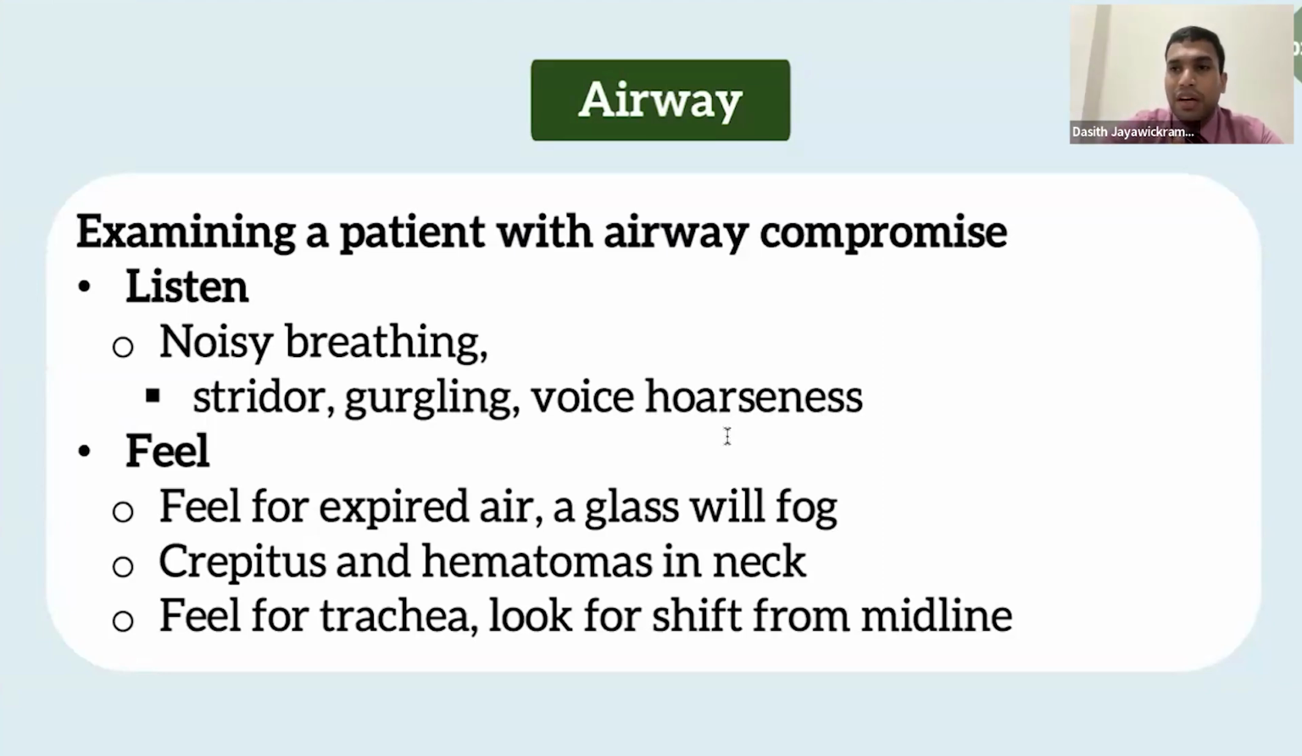We feel for expired air. We can just keep our finger at the nose level, and we can feel the expired air. And we can keep a small glass in front of the nostrils, so with the expired air there will be fogging of the glass. And we can feel for crepitus in the neck. If there's a penetrating injury to the trachea, there could be air leaking into the subcutaneous tissue, causing crepitus and hematomas in the neck. And we should feel for the trachea, whether it's midline in the neck.